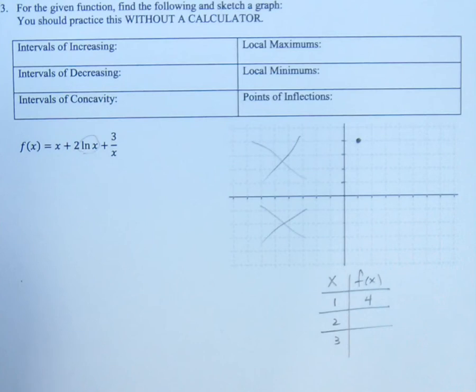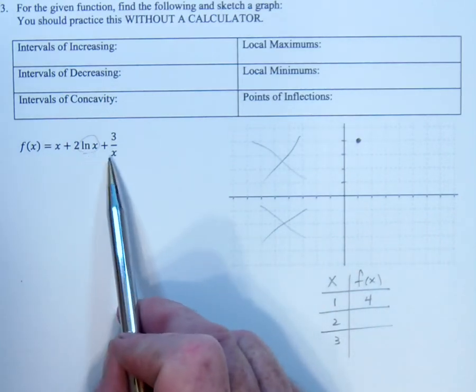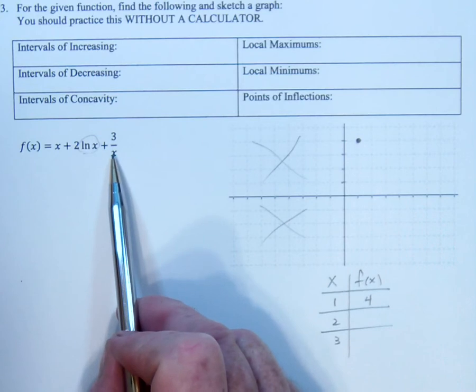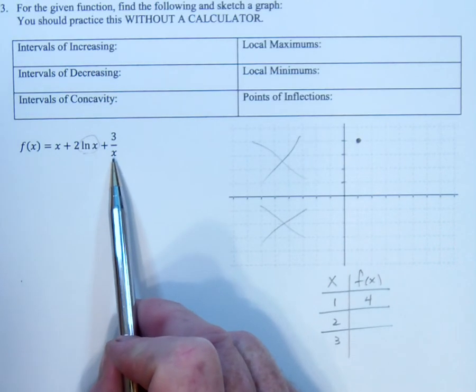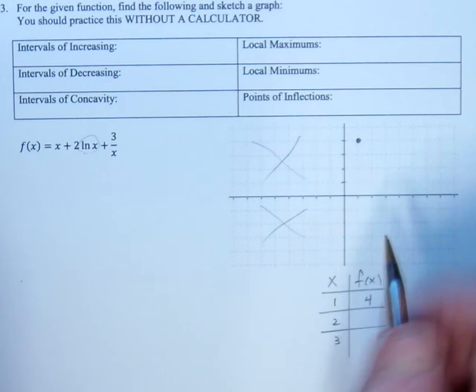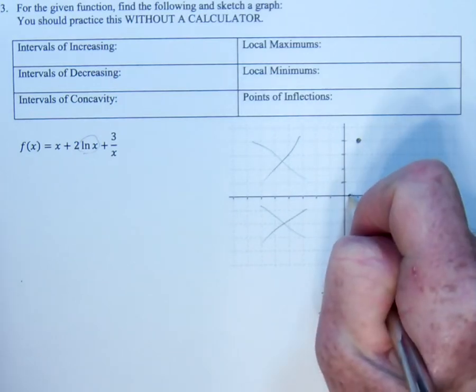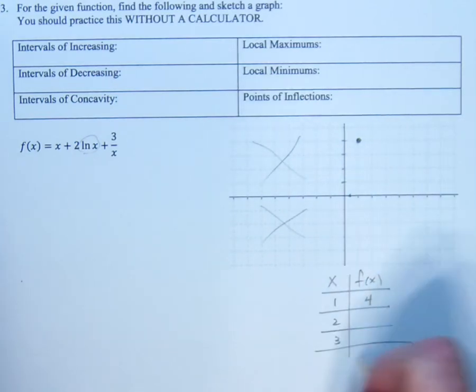I also know that without a calculator, this and this both have asymptotes. This you cannot divide by 0. So what happens if instead of putting 0, you put something really close to 0, like a half? So I'm going to need to put that right here.